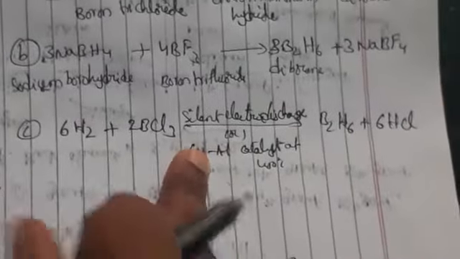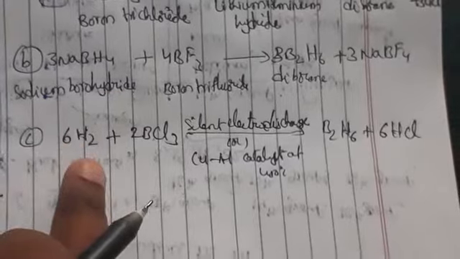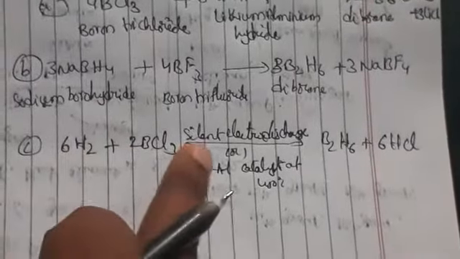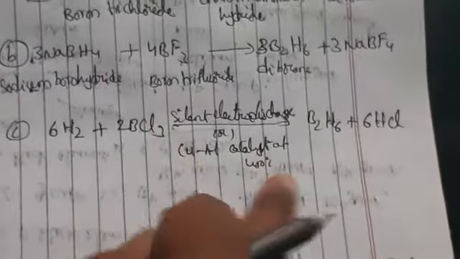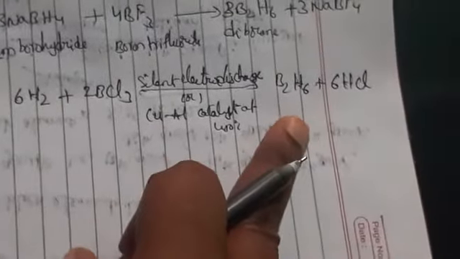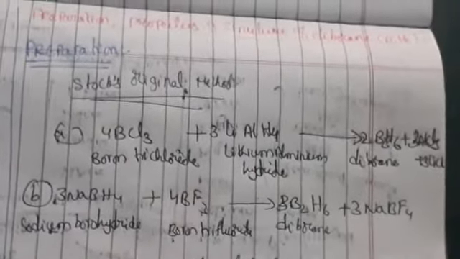So what we have taken here: a mixture of hydrogen and BCl3. These two vapors are passed into a silent electric discharge tube, or we use a copper aluminum catalyst at 450 degrees centigrade. What is it forming? Diborane with HCl, hydrogen chloride. So these three are the preparations of diborane.